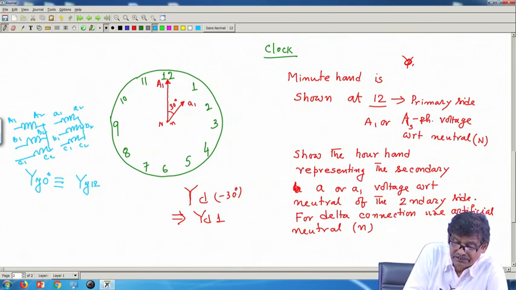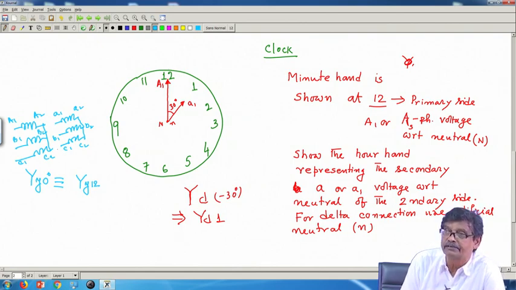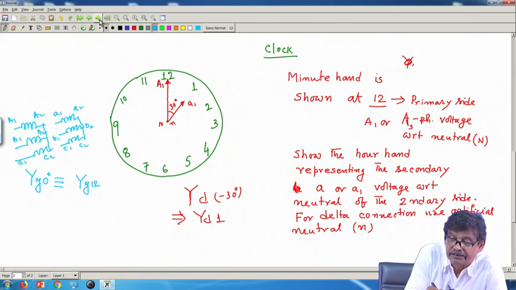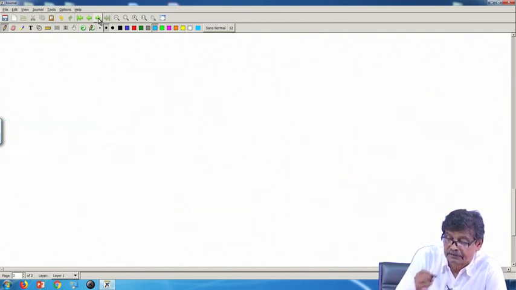Similarly, if you short this, I should have written Y by 6, because secondary voltage should have been with respect to neutral. Here primary voltage is there, they would have been 180 degree out of phase. I hope you have understood this one. Now, let us try some more connections.